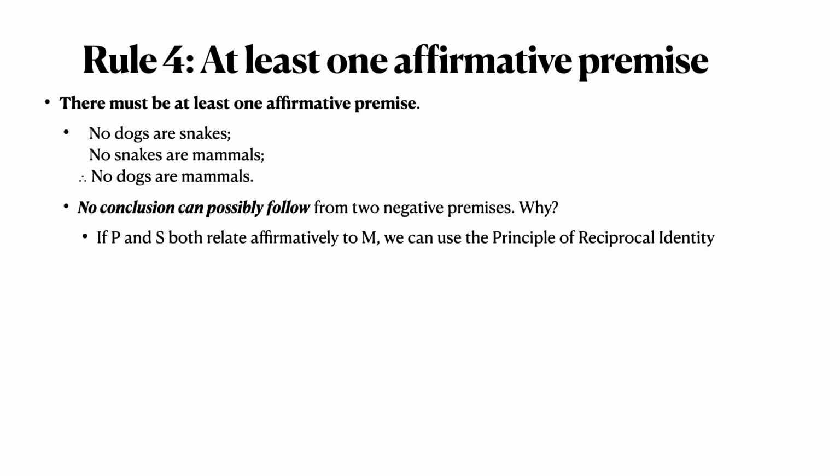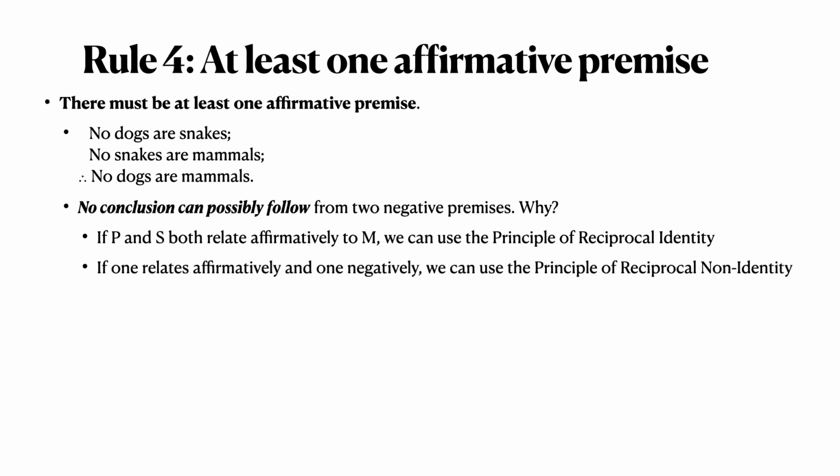You see, if we have a major and a minor term and we relate them both to the middle term, if they both relate affirmatively, that's great. We've got the principle of reciprocal identity. We've compared two things to a third thing. They both compare affirmatively. They say, yep, that's the same. And then we can say, okay, well, then those two things compare affirmatively to each other.